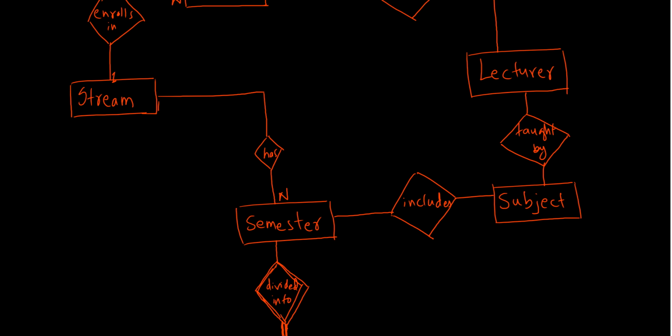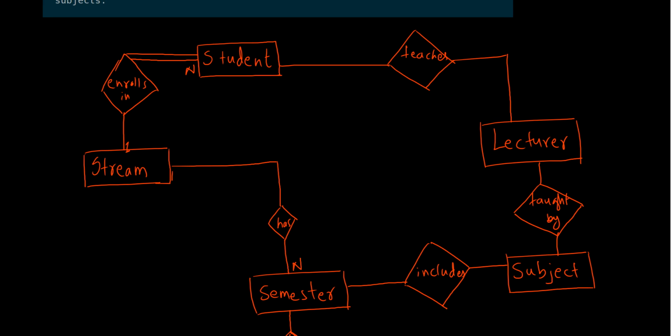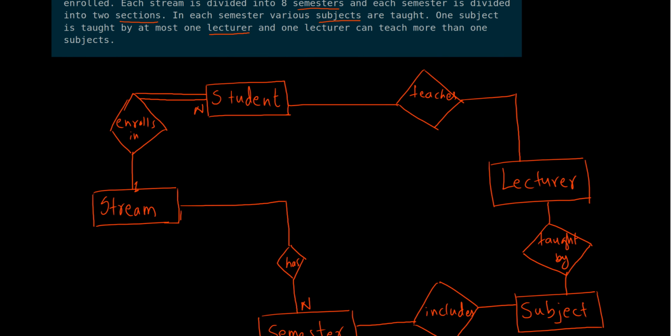And student and lecturer, this is a many to many relationship, because one lecturer is teaching multiple students, and also the same student is being taught by multiple lecturers, for different subjects. So this can be a many to many relationship.